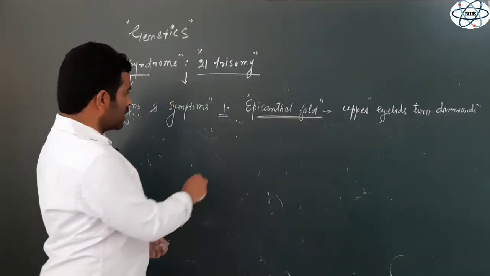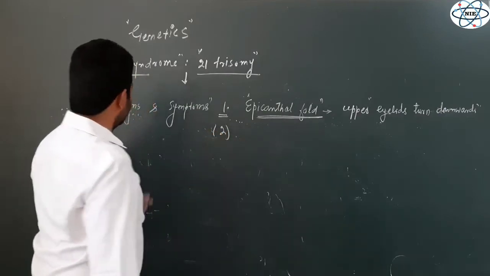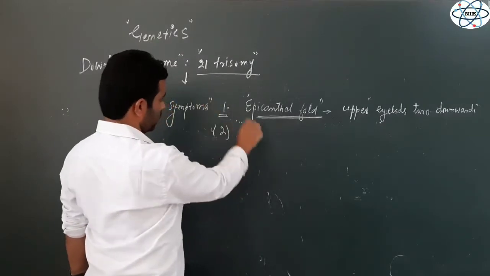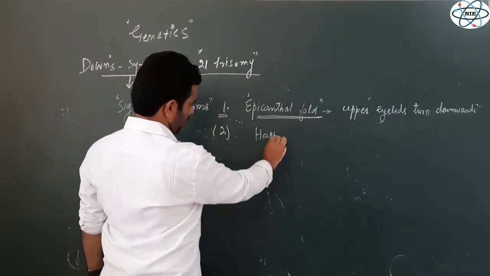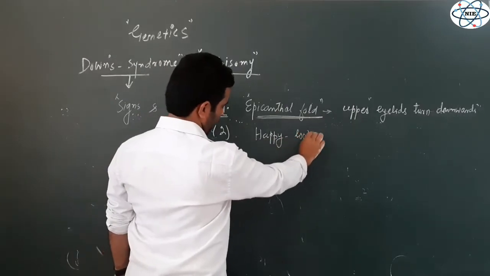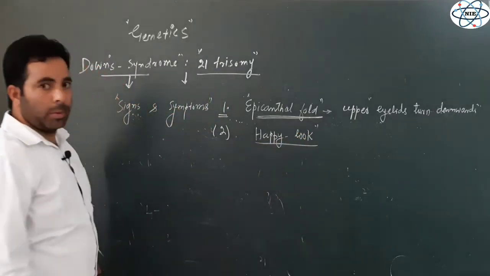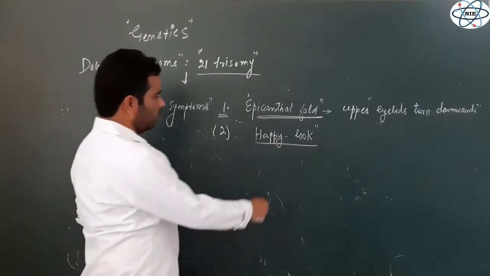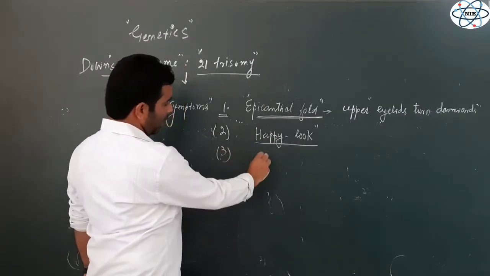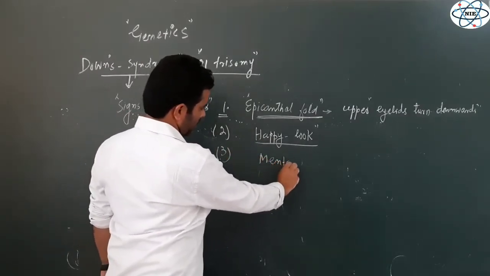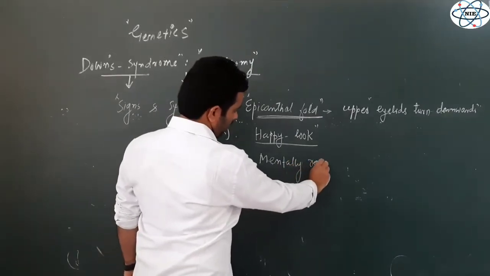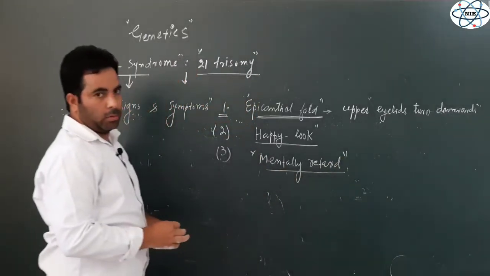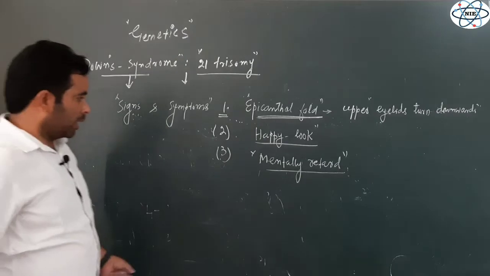Okay. Another sign is that most of the babies with Down syndrome have a happy look. They look happy. They are not really, but this is their mental problem. This is their problem with the brain, right? So they have a happy look. Number 3, they are mentally retarded. Yes, they are mentally retarded. They don't have the IQ of normal individuals. They have low IQ, low intelligence coefficient. So they are mentally retarded.